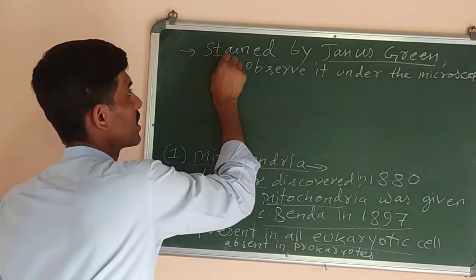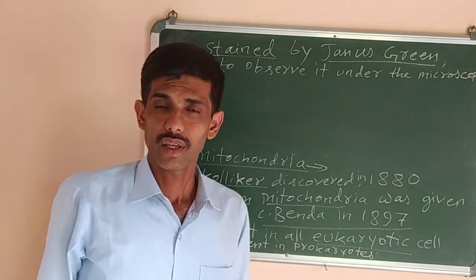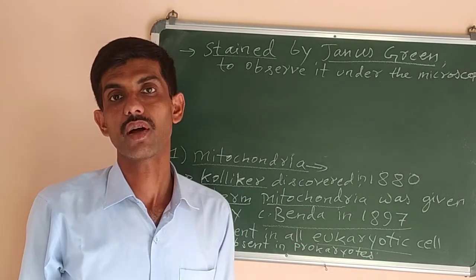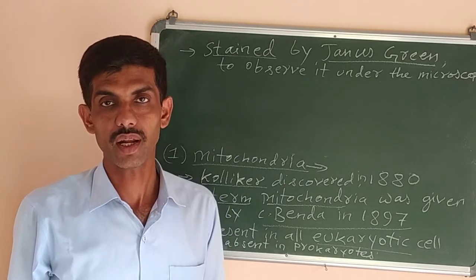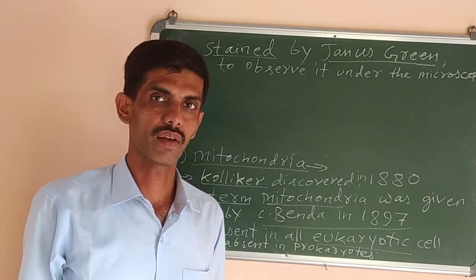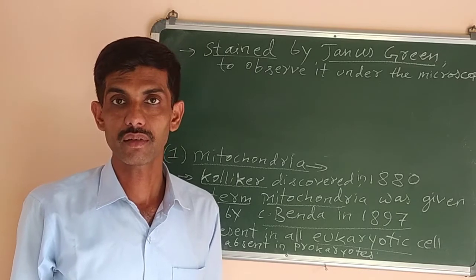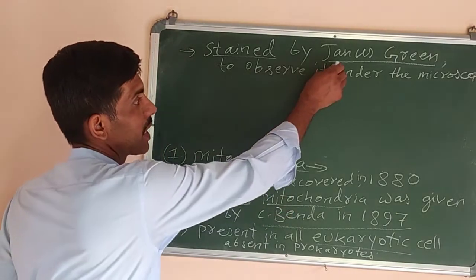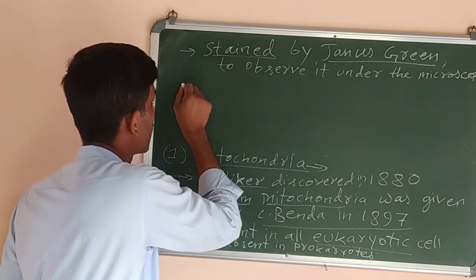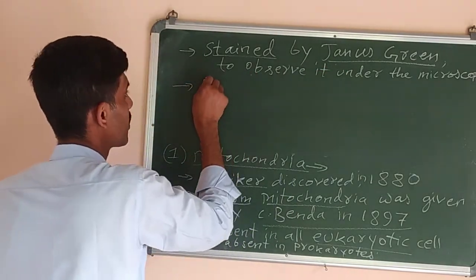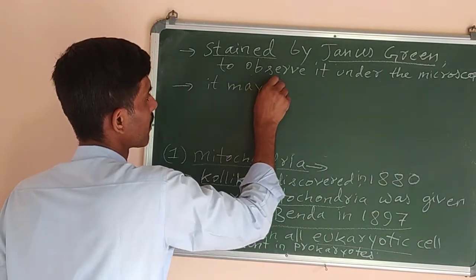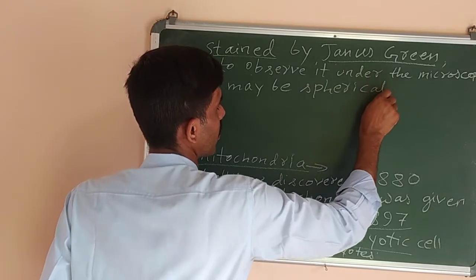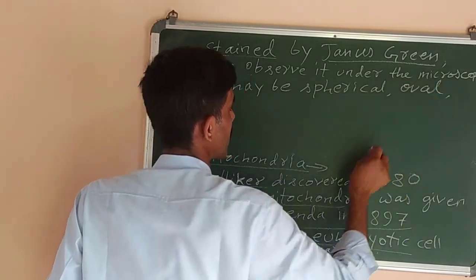Okay. So stain means to color. In order to see or observe different cell organelles, we need to color them with a particular stain. Then only it can be visible clearly. So it was stained by Janus Green to observe it under the microscope. It may be of different shapes like spherical, oval, cylindrical.